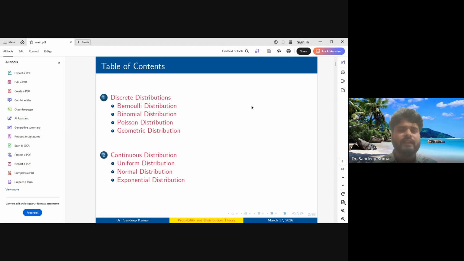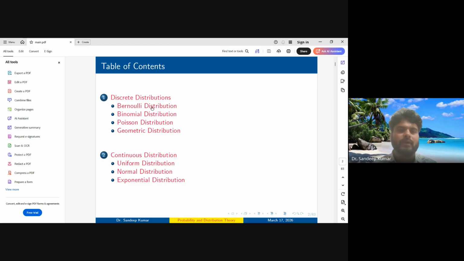Basically, discrete distribution is based on random variables. Here, random variables may be of two types, discrete and continuous. Under discrete distribution, I will discuss Bernoulli distribution, binomial distribution, Poisson distribution and geometric distribution. All these distributions have a very important role nowadays, because AI has an important role in statistics, in agriculture, in every sector. And without any distribution, AI does not work.